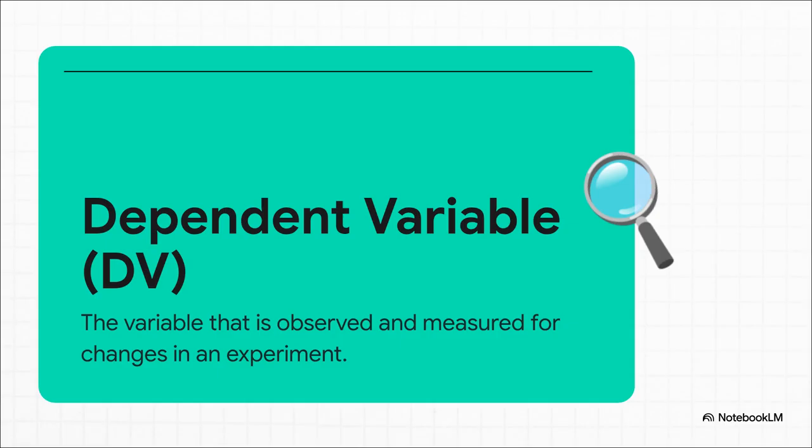All right, so if we're changing the study time, what are we hoping to see a change in? What are we measuring? That's our dependent variable, the DV. Its value depends on what we did with the independent variable. For our experiment, that's super simple. It's the scores on the test.